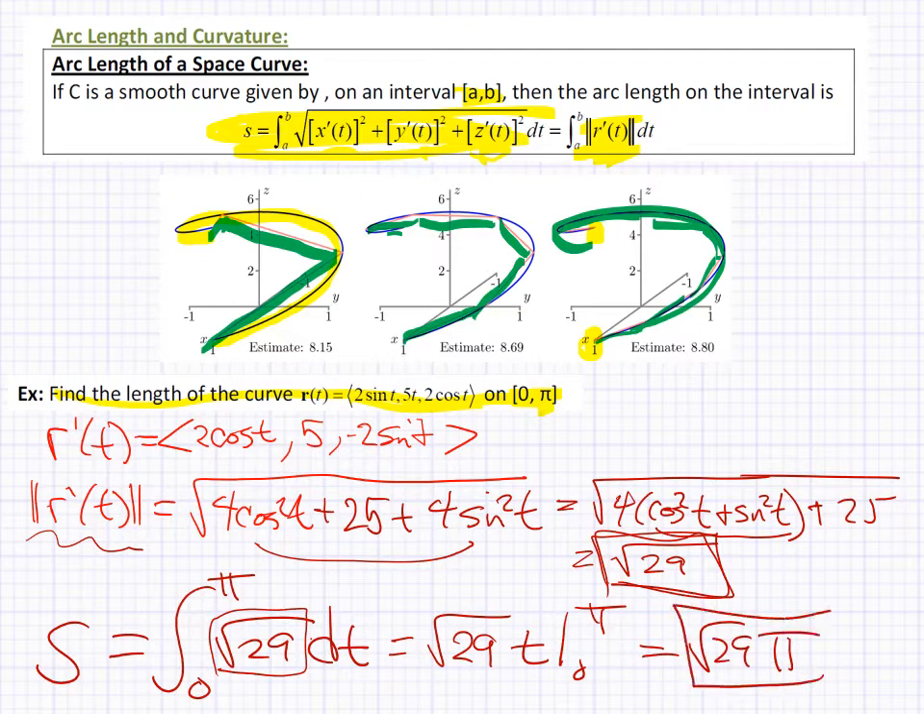So the arc length is square root of 29 pi, but it's not always going to be that simple because sometimes the magnitude of r prime is a function of t. And depending on what function of t that is, we would then integrate it with respect to t. This could be a little bit more difficult, but nonetheless, it should just be a single variable integral with respect to t, and as long as you know how to integrate whatever function this is, there's really not much to this arc length formula.